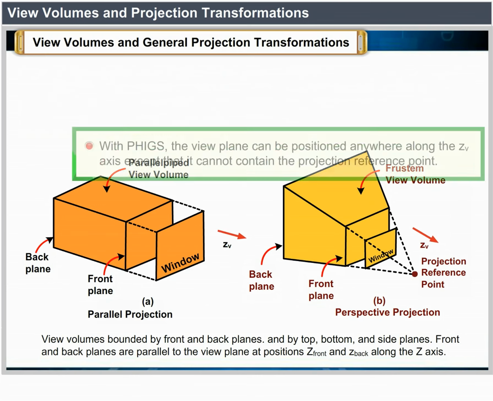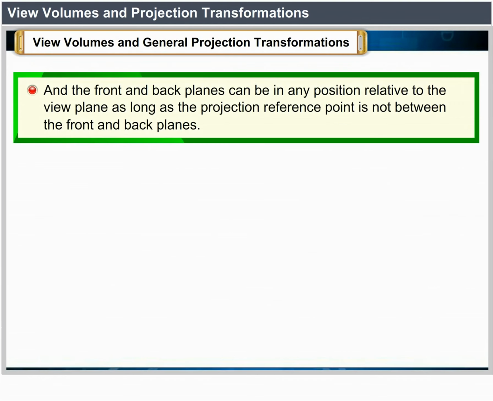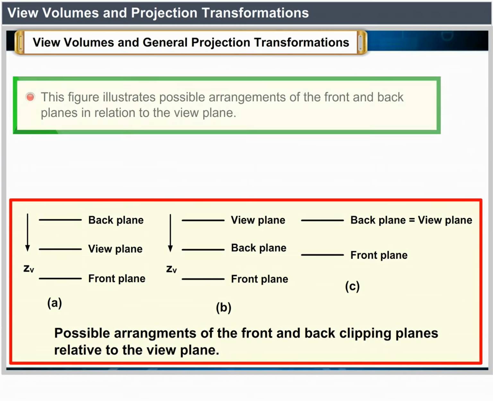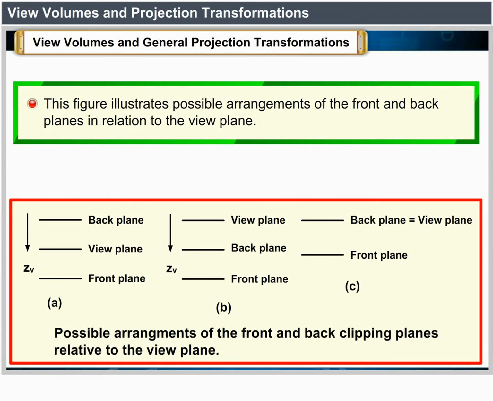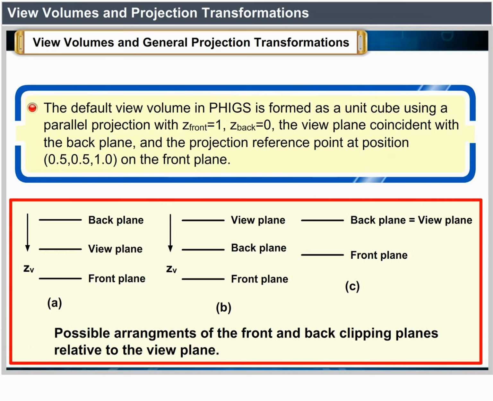With PHIGS, the view plane can be positioned anywhere along the ZV axis except that it cannot contain the projection reference point. And the front and back planes can be in any position relative to the view plane as long as the projection reference point is not between the front and back planes. This figure illustrates possible arrangements for the front and back planes in relation to the view plane. The default view volume in PHIGS is formed as a unit cube using a parallel projection with Z front equals 1, Z back equals 0, the view plane coincident with the back plane, and the projection reference point at position 0.5, 0.5, 1.0 on the front plane.